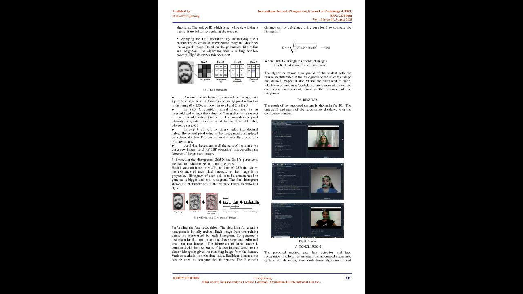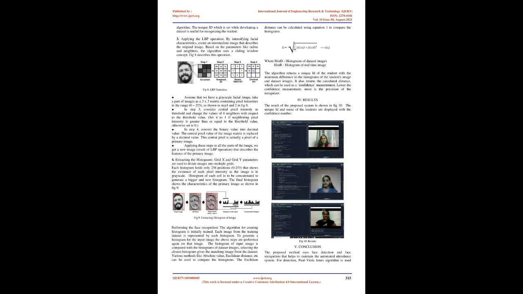Training the algorithm. A database of the face images of students which are to be recognized is used to train the algorithm. The unique ID which is set while developing a dataset is useful for recognizing the student. Applying the LBP operation: by intensifying facial characteristics, create an intermediate image that describes the original image. Based on the parameters like radius and neighbors, the algorithm uses a sliding window concept. Fig 8 describes this operation.